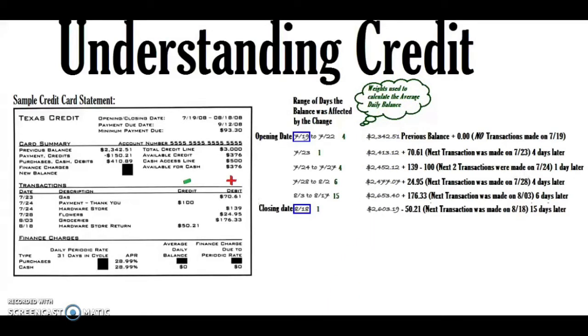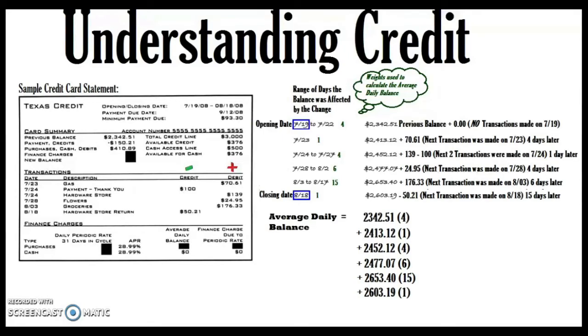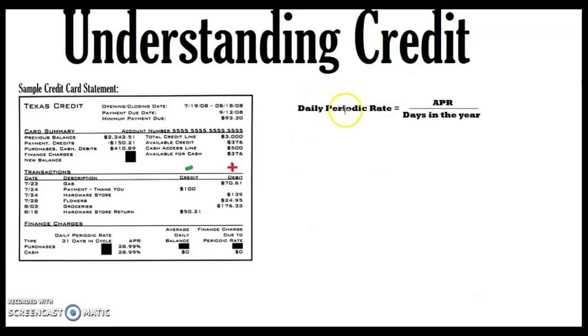So when we calculate that average daily balance, we need to take the balance and how it's changed over here on the right side times its weight, which is in green. So we take $2,342.51 times 4 plus $2,413.12 times 1, plus $2,452.12 times 4, plus $2,477.07 times 6, plus $2,653.40 times 15, plus $2,603.19 times 1. You get a total of $78,858.25 divided by 31 gives you your average daily balance of $2,543.81. It's a very difficult process, especially because it is a discussion of which months have 31 days, which months have 30, 28, 29.